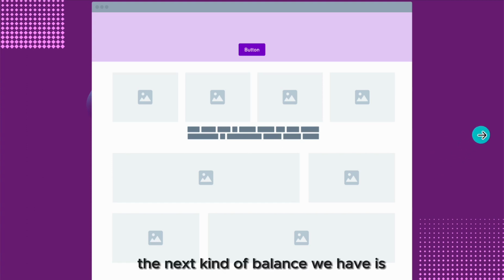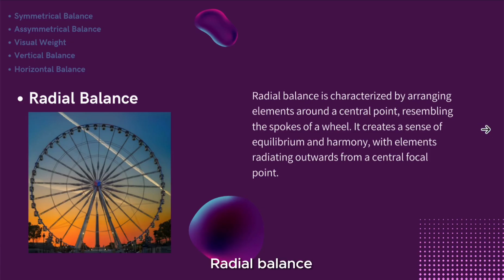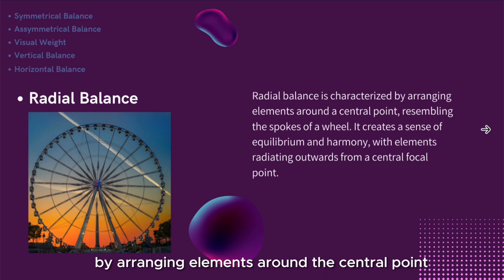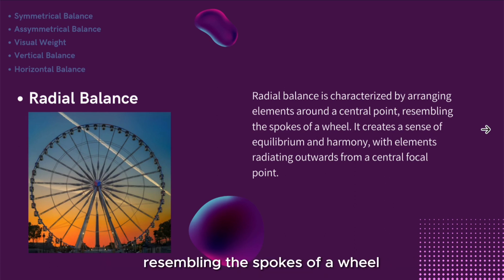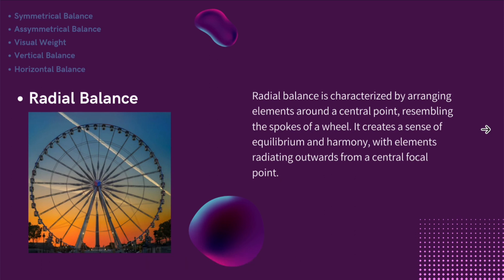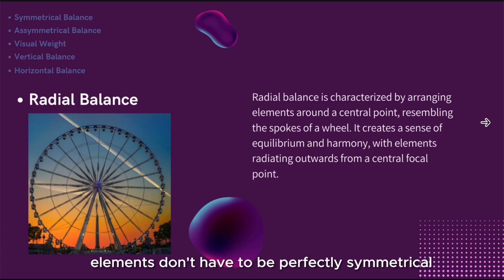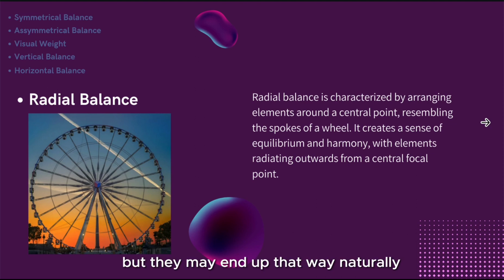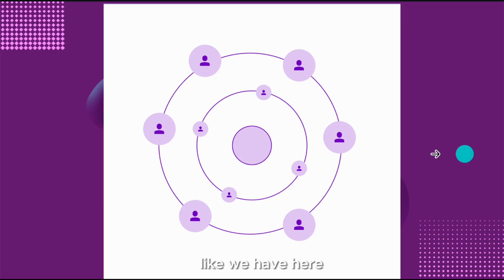The next kind of balance we have is radial balance. Radial balance is characterized by arranging elements around a central point, resembling the spokes of a wheel. It creates a sense of equilibrium and harmony, with elements radiating outward from a central focal point. With this type of balance, elements don't have to be perfectly symmetrical, but they may end up that way naturally, since everything radiates from one place, like we have here.